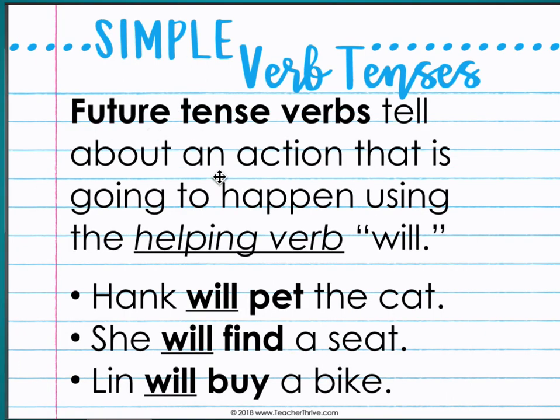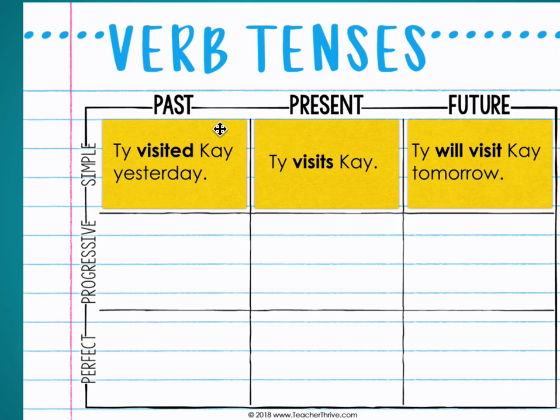Simple future tense tells an action that is going to happen, with the helping verb will. Hank will pet the cat. Okay, so there's simple past, present, future.